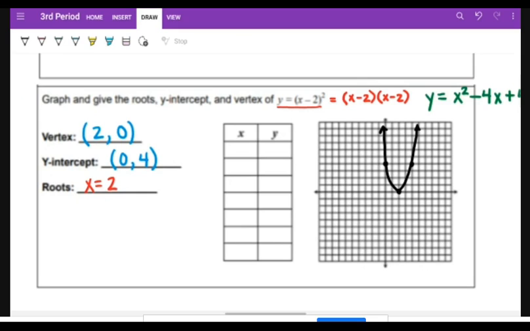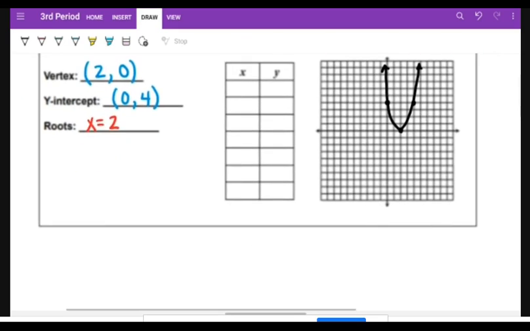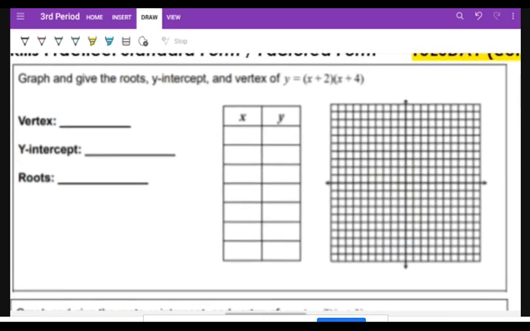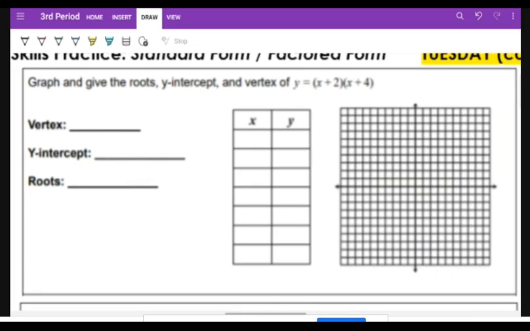Any questions about this one? The hardest part of this example was probably drawing the picture based on so little information. So kudos if you got that one right. If you flip the page over, our next example starts us off with y equals x plus 2 times x plus 4. This is factored, so we can pull our roots out of it pretty easily.